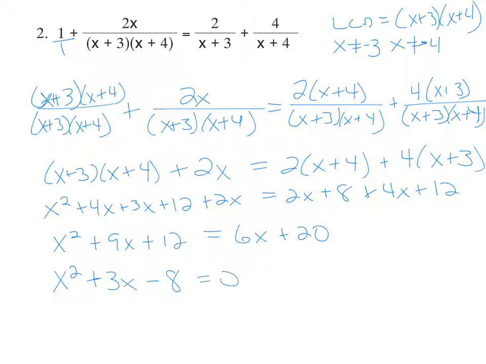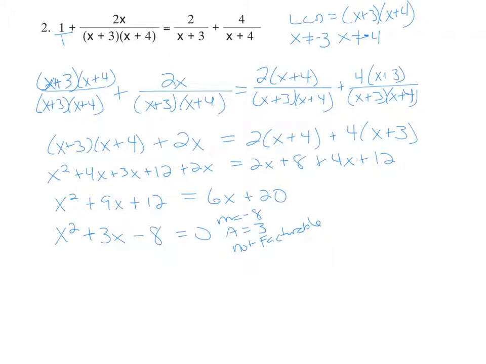Now, is this factorable? Because this could be the easy type with the factoring. So I look at multiply to give me negative 8, add to give me 3, not factorable. So I'm going to have to use the quadratic formula on this one. I could use completing the square, but this is not even, and so I'll end up with some fractions.